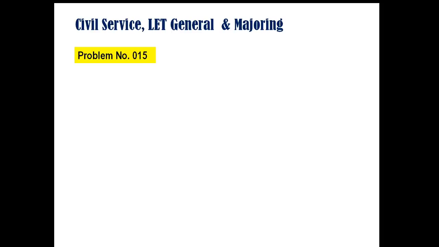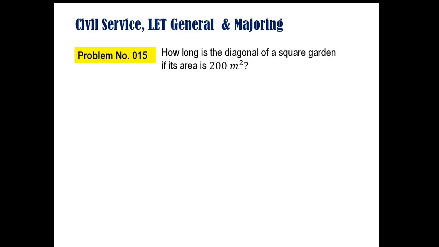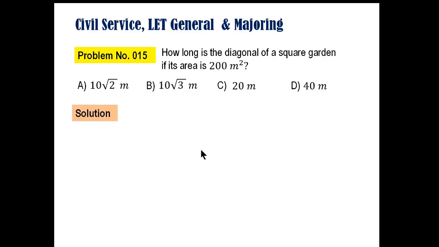Problem number 015. This is geometry. How long is the diagonal of a square garden if its area is 200 meters squared? The choices are A, 10 square root of 2 meters; B, 10 square root of 3 meters; C, 20 meters; D, 40 meters. For the solution, this is a square garden. This is the diagonal of a square garden. Let D be the diagonal of the square garden.